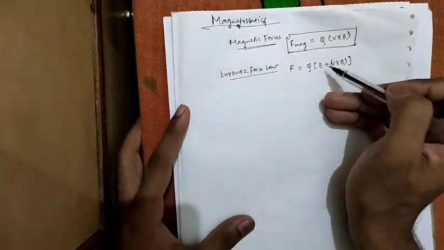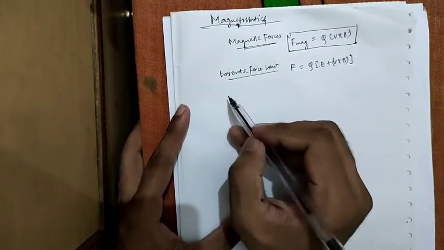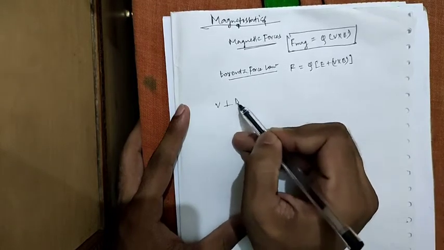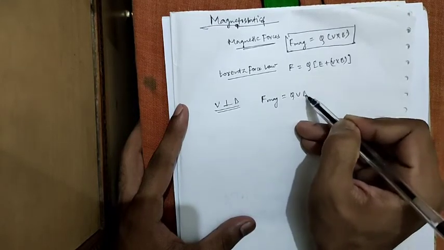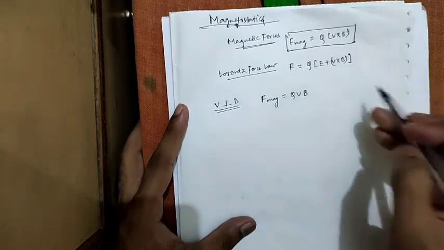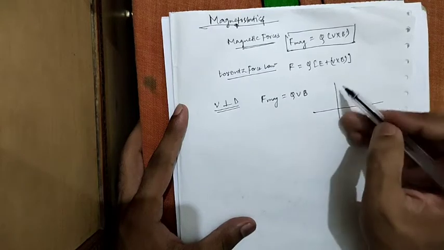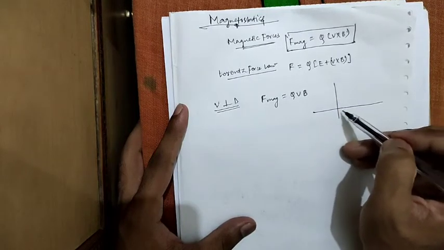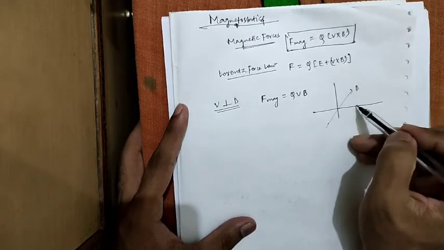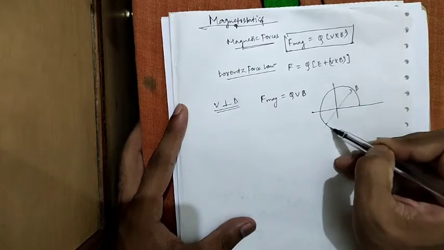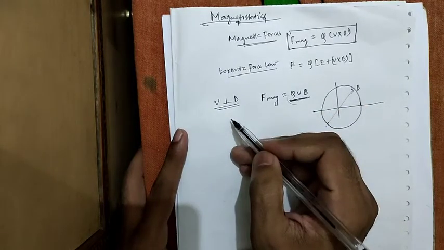So as you know, when a particle is moving in a magnetic field with velocity perpendicular to the magnetic field, then the value of the magnetic force is equal to qvB. As this value remains constant, which can only happen during circular motion. Say velocity is in this direction and the magnetic field is into the page, so the charge is moving in a circular motion.